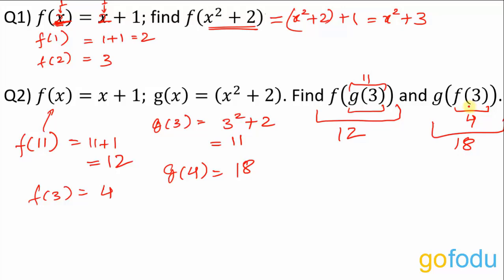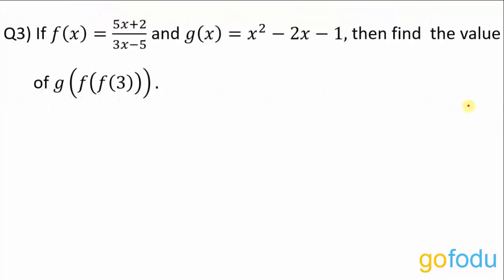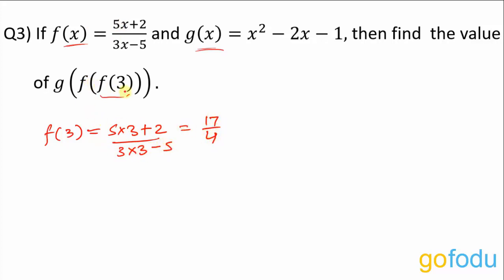Next example in composite function is from CAT 2017. f(x) is given to us, g(x) is given to us, and we have to find the value of g of f of 3. Again, we'll start with the most basic function and the innermost bracket. f of 3 is what? Put 3 in place of x. 5 into 3 plus 2 upon 3 into 3 minus 5. This is 17 upon 4. So f of 3 is 17 upon 4.